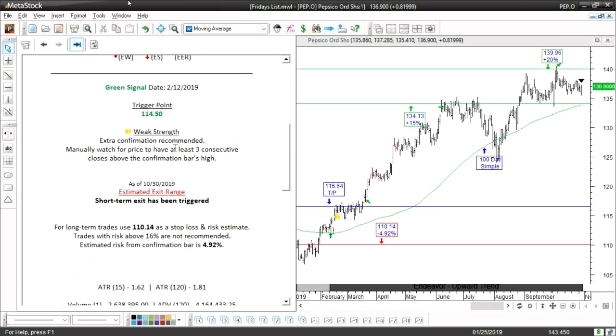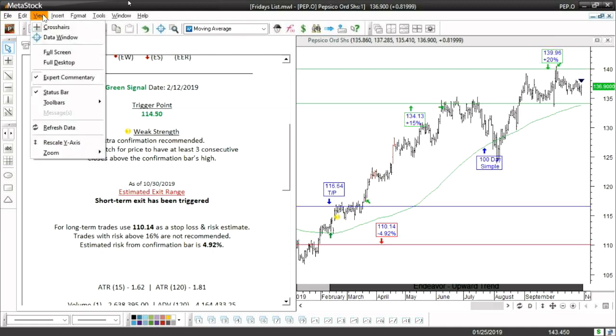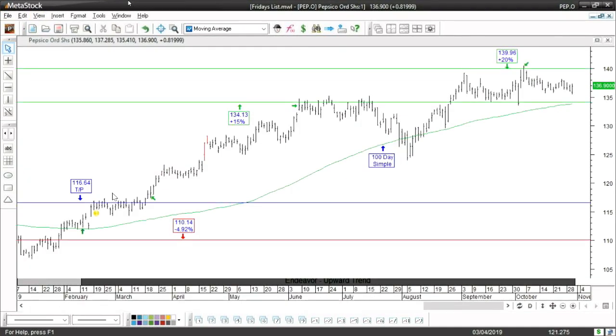Now, if we look at our commentary also, I think I forgot to show you this. It says extra confirmations recommended here. Manually watch for a price to have at least 3 consecutive closes above the confirmation bar's high. It's warning us, it's doing us a favor. There's no guessing. So here's our confirmation bar. Our high is 116.64. That is our trigger point, and we need 3 closes above it.